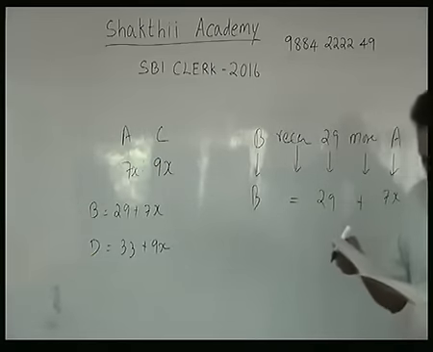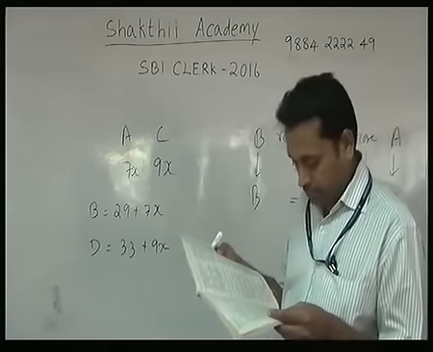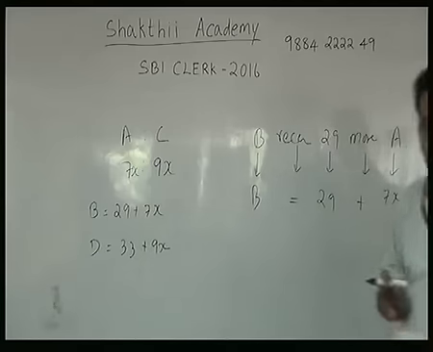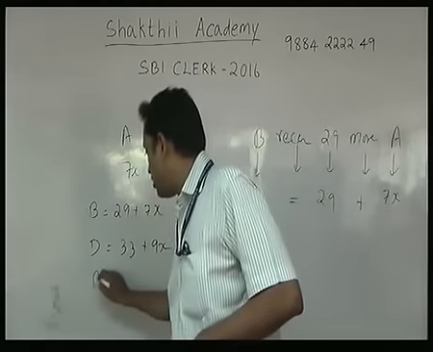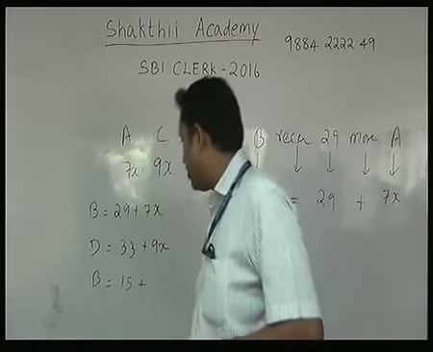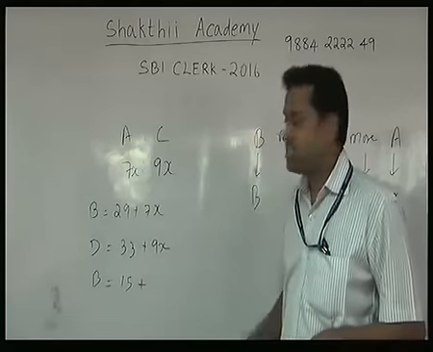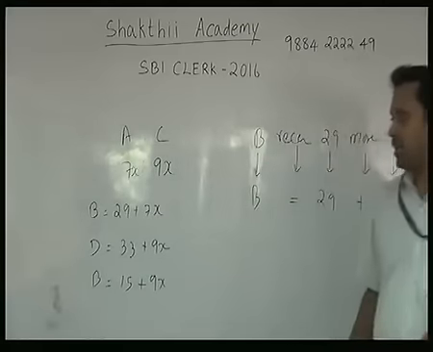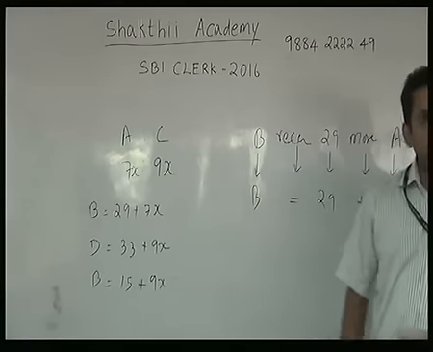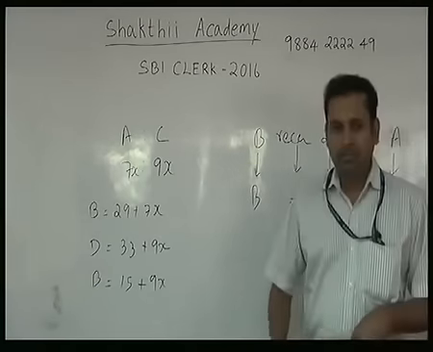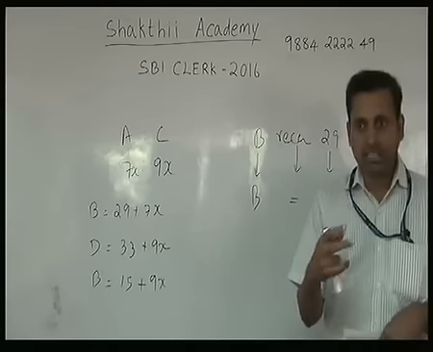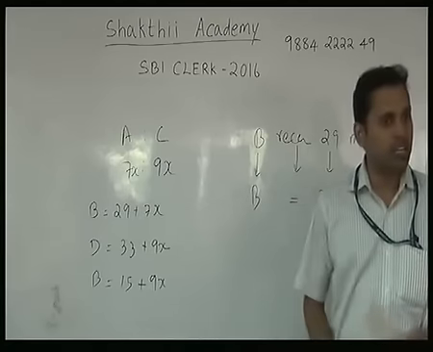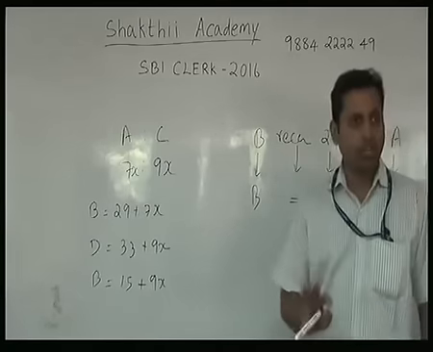Then what is the next thing given? If B received 15 more chocolates than C, then how do you write? C is how much? 9x. Correct or not? You need to understand there is always a clue given. When you read the question, people think it is very lengthy, with many sentences, maybe confusing. You may think like that, but nothing to worry.